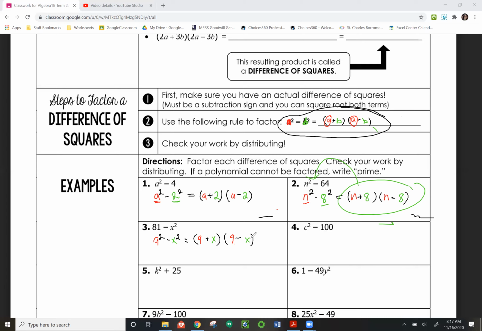All right. So I'm going to let you do number 4 and number 5, okay? Let's look at number 6.